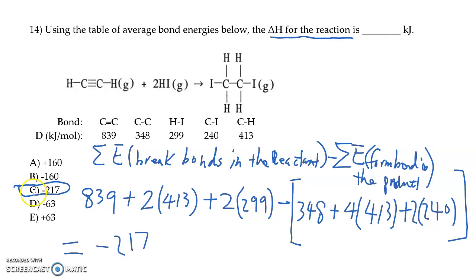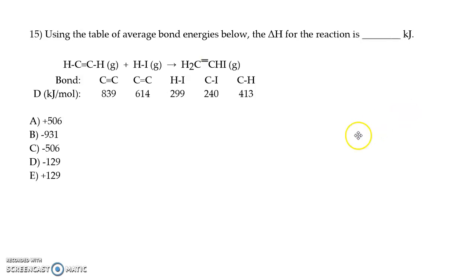Okay, let's do another exercise. We are working on problem number 15 now. Using the table of average bond energy below, so this is given, find the enthalpy of reaction. So we are going to do the same thing. Over here, we are going to break 1 CC triple bond, 2 CH single bonds, and 1 HI single bond.